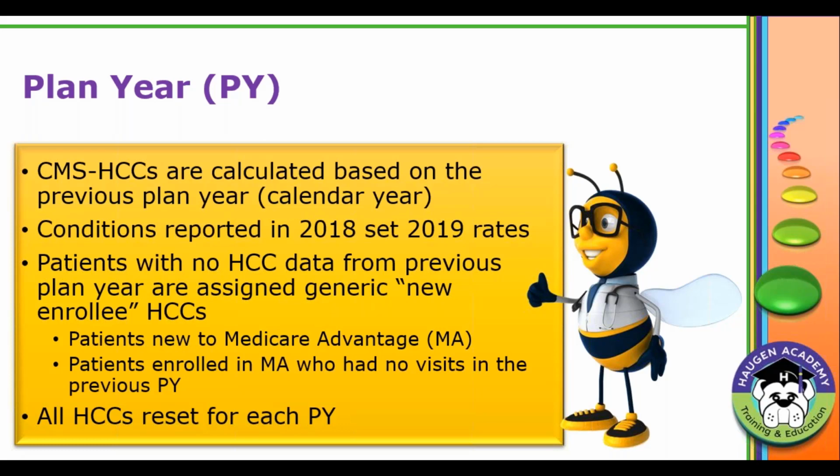And again, that would include patients who are new to Medicare Advantage or anybody who had coverage in 2018 but didn't go to the doctor. So if they didn't go to the doctor, then there's no data to report for them. There's nothing to analyze, so they get that new enrollee rate. And all HCCs are reset for each plan year.